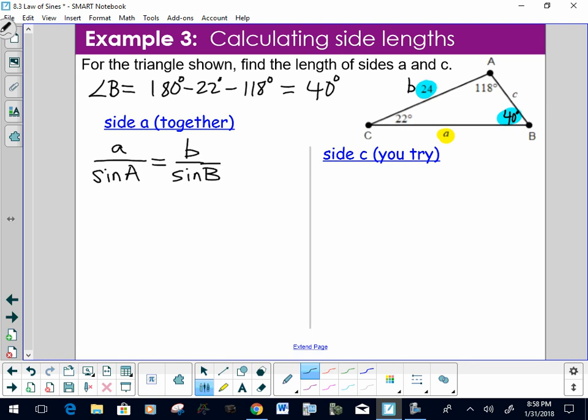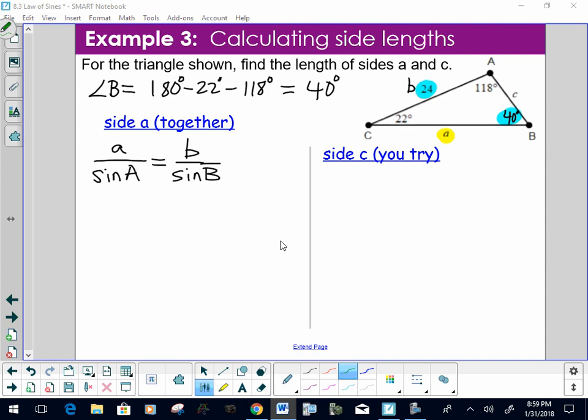And if side A is in the numerator, then side B has to be in the numerator as well. You don't want to crisscross it. If you do the angles on the bottom here, you can't do the angle on the top over here. They have to be the same. There's no mixing and matching here. So these are the parts of the law of sines that I'm going to use: A over sine A equals B over sine B.